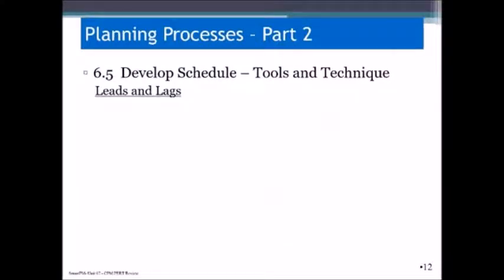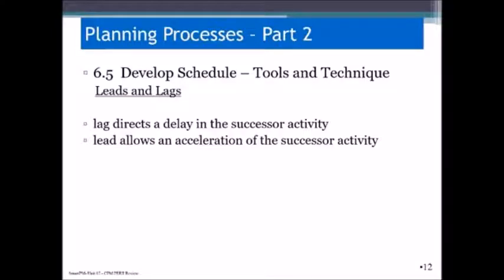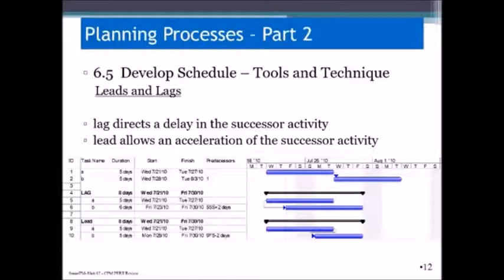Leads and lags. We have a lag where we are directing a delay in the successor activity, whereas a lead allows for an acceleration of the successor activity. Best demonstrated in the base case, where we have two tasks, A and B. B cannot start until A is complete, a finish to start relationship. But if we wish to compress the schedule, we have some choices, either a lag or a lead. Under a lag scenario, we would establish a start to start relationship. So A will start, and 2 days into its work, we will then start B.